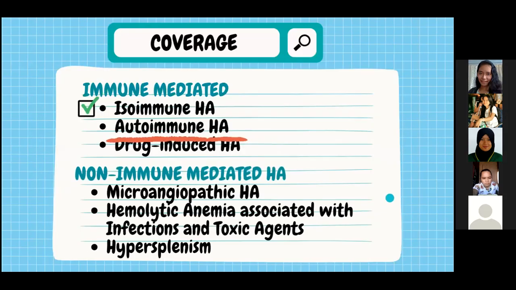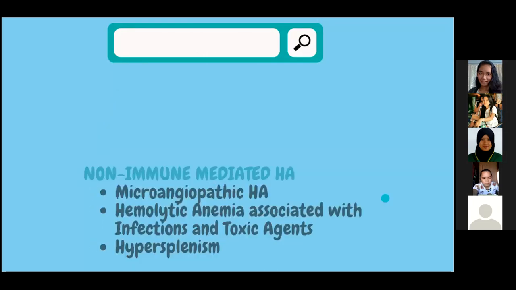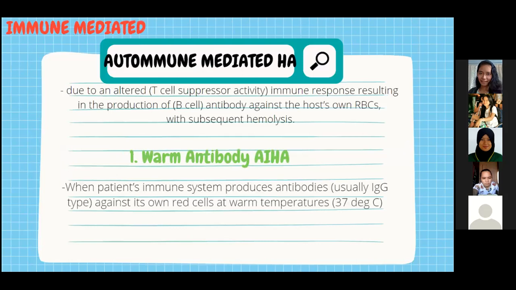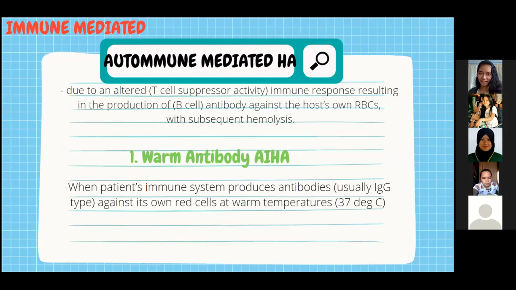Now we have the autoimmune hemolytic anemia, still under the immune-mediated. It is due to an altered T cell suppressor activity immune response, resulting in the production of B cell antibody against the host's own RBCs with subsequent hemolysis. So this occurs when your immune system makes antibodies to attack your own RBCs, with subsequent hemolysis.